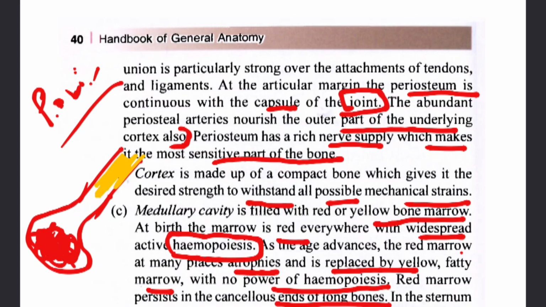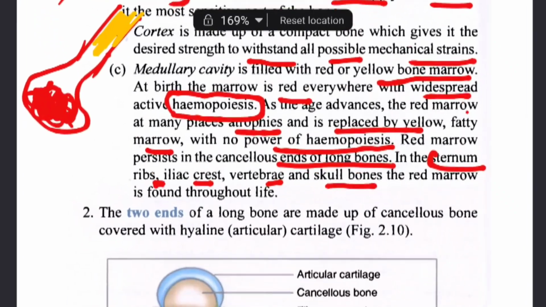In the sternum, ribs, iliac crest, vertebrae and skull bones, the red marrow is found throughout life. It is very important: even at old age, the sternum, ribs, iliac crest, vertebrae and skull bones have red marrow throughout life, where hemopoiesis takes place. Then we go further.